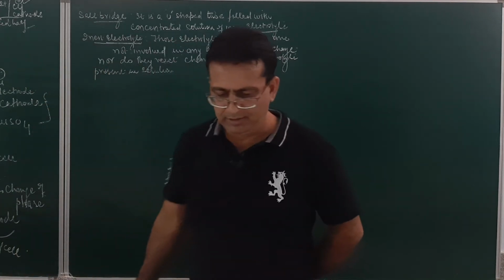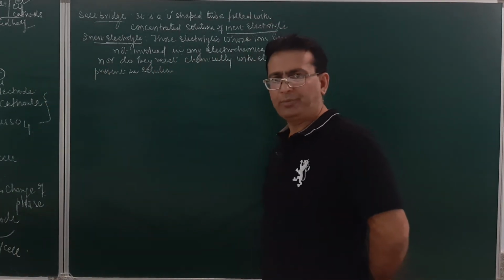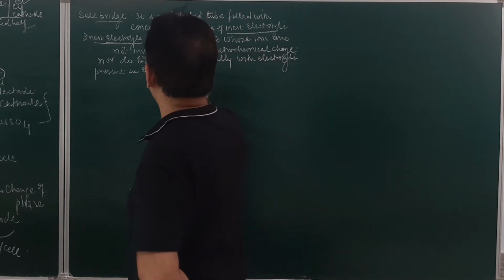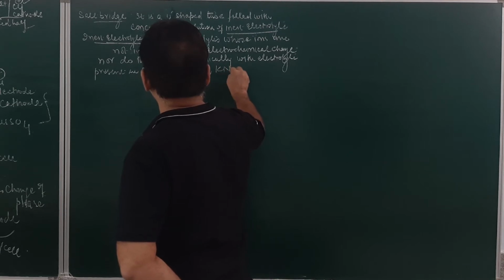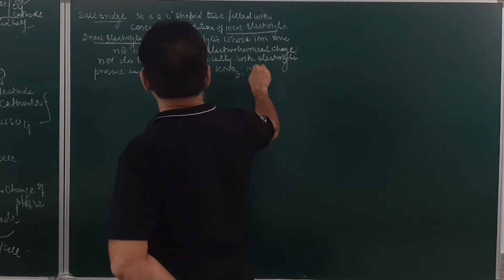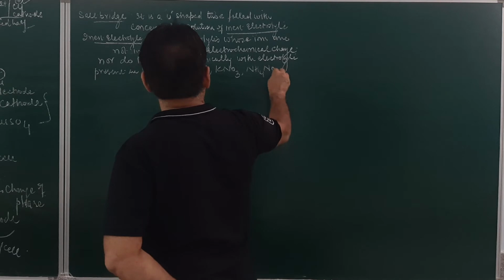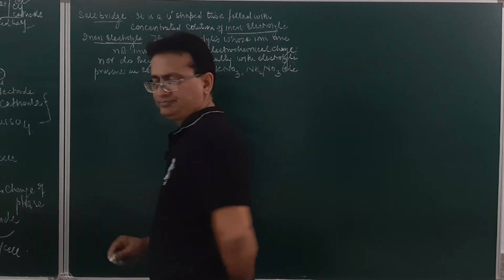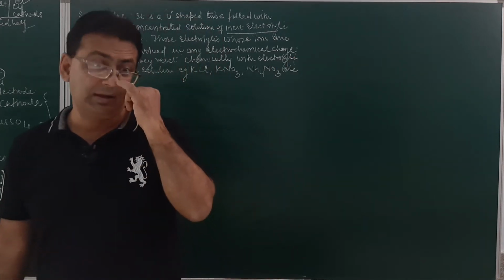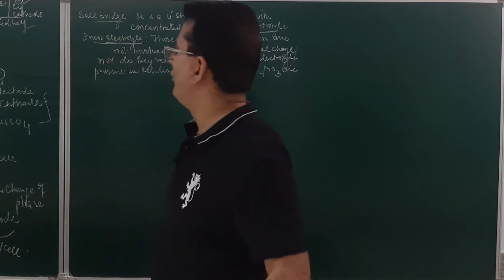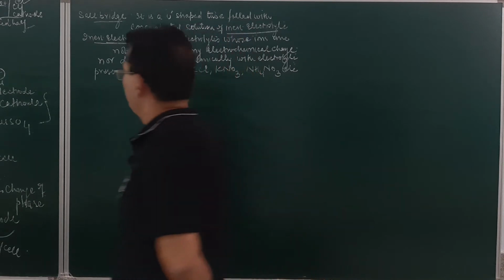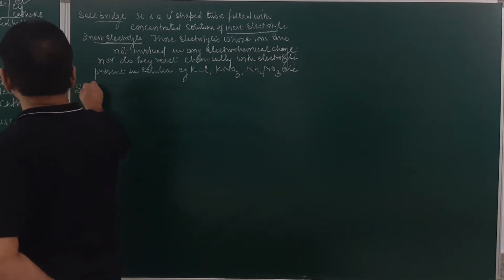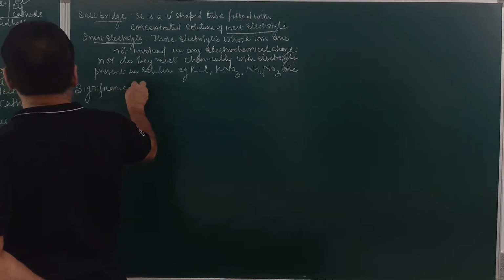As for example, potassium chloride, potassium nitrate, ammonium nitrate, etc. Is it clear? Yes? Now the question is, why have we used the salt bridge in the electrochemical cell? So what is the significance of the salt bridge?